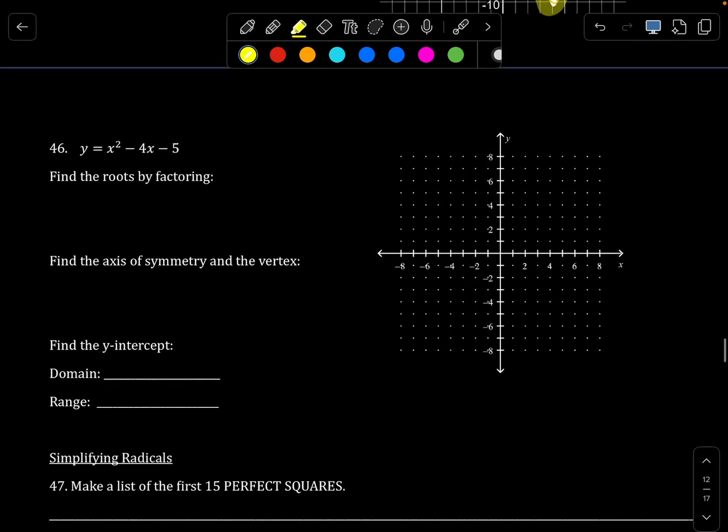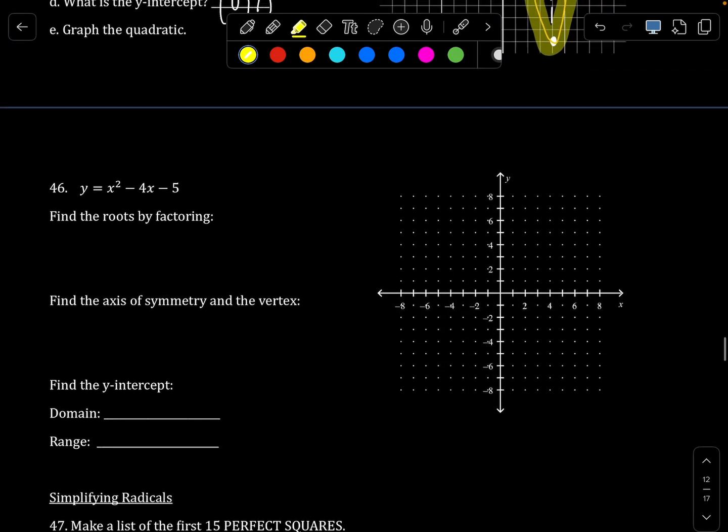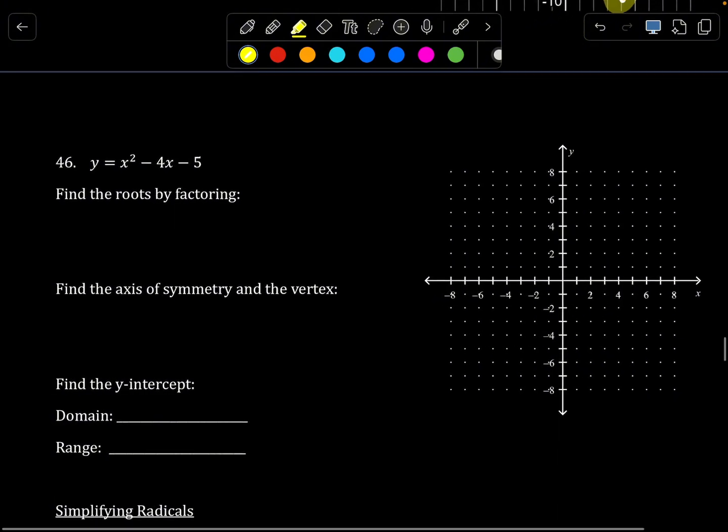We're about to step into simplifying radicals, but there is one more problem that has the same process: finding the roots by factoring, find the axis of symmetry and the vertex, domain, and range. See if you can give this one a try. I'm gonna set you up for success. It does say factoring. You guys can take a short break soon, but just go ahead and practice this problem.